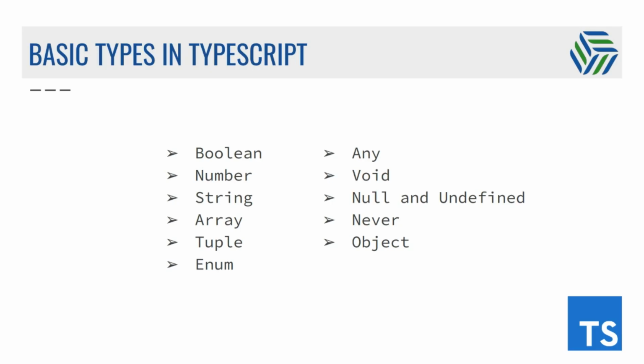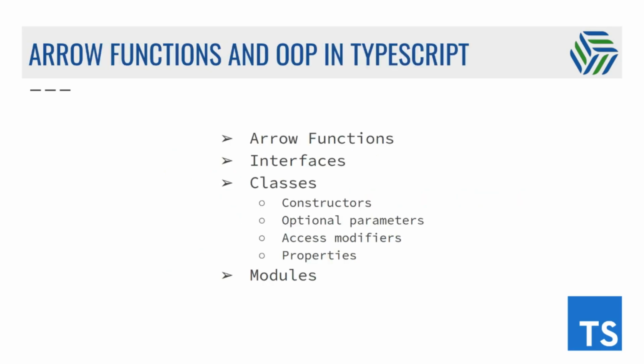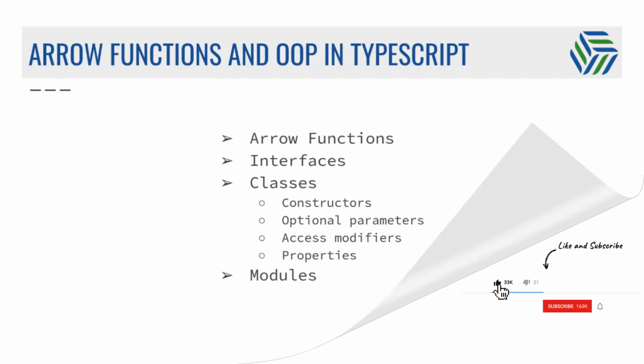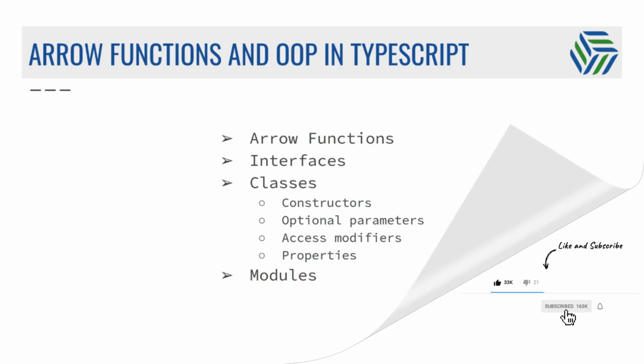And today we are going to cover arrow functions and object-oriented programming features in TypeScript. So we're going to cover arrow functions, interfaces, classes. Within classes, we're going to see what constructors are. We're going to see optional parameters, access modifiers, properties, and we are also going to review what modules are.